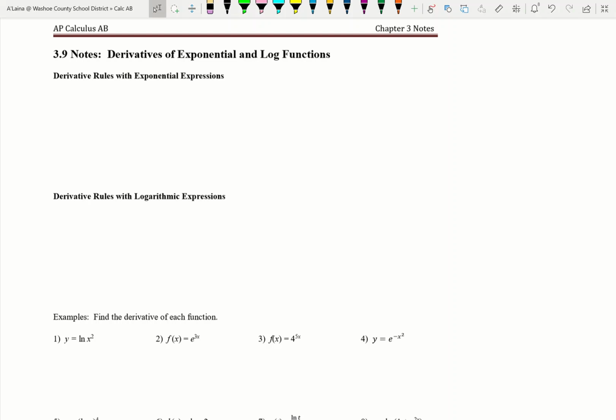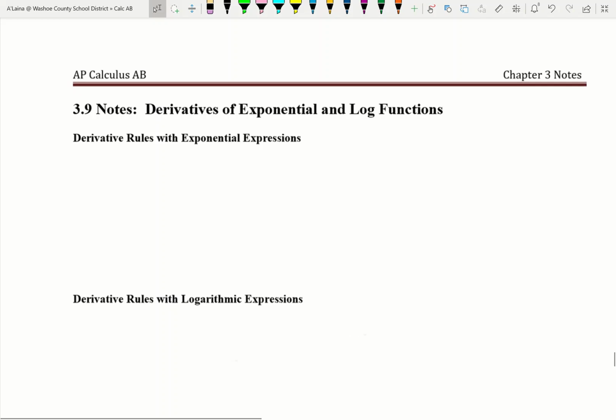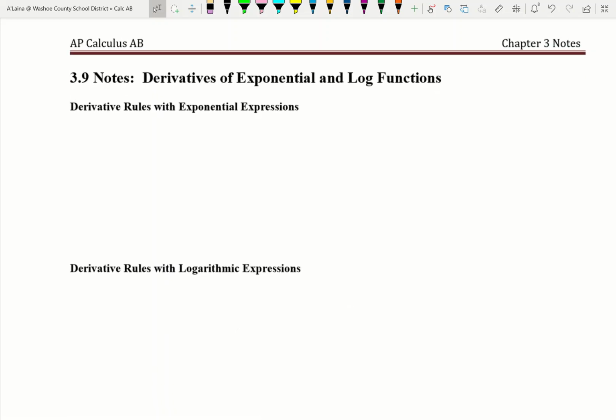We're going to be looking at derivatives of exponential and logarithmic functions. I'm going to start off with a couple rules, and the rules themselves are important to memorize, and then we'll talk about how to use them. One thing I definitely want to be upfront with you about is that the chain rule is going to be key as we look at using the derivative rules with these different types of expressions.